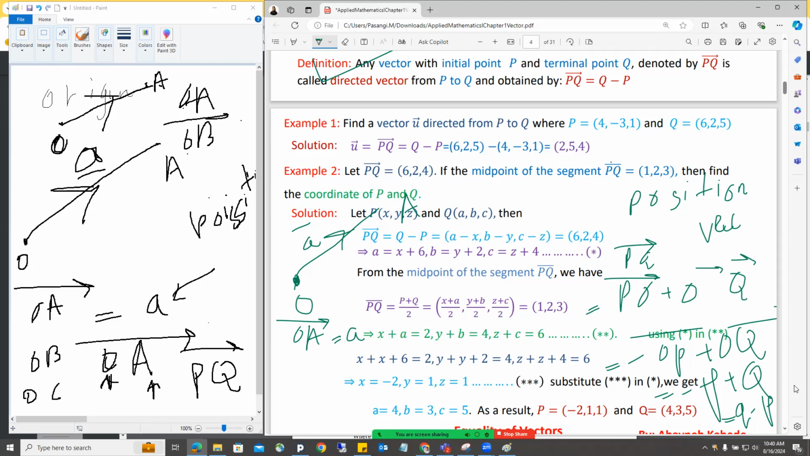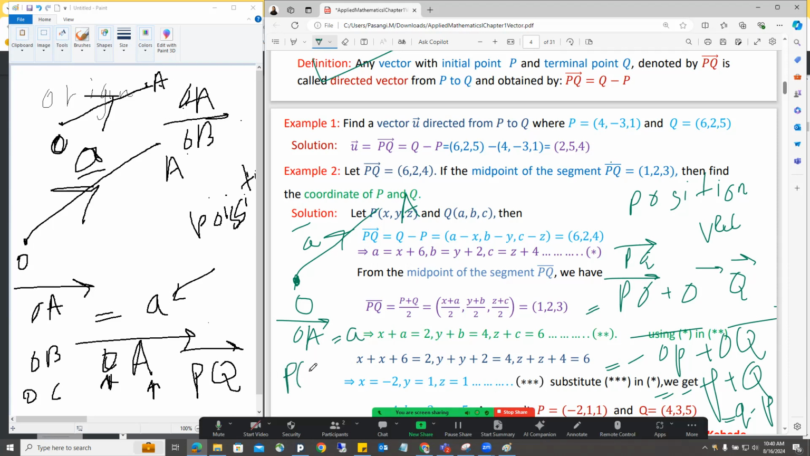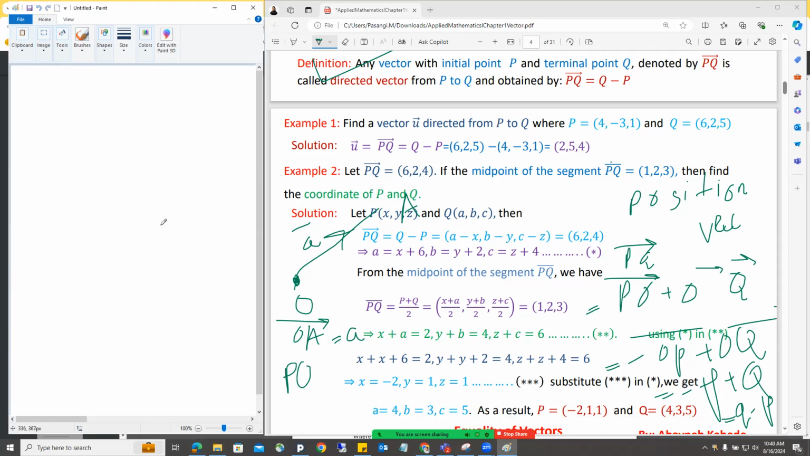Is minus OP and PO the same? Good question. Let me get a new one. Are these two equal? Vector PQ and QP. Are these two vectors equal?